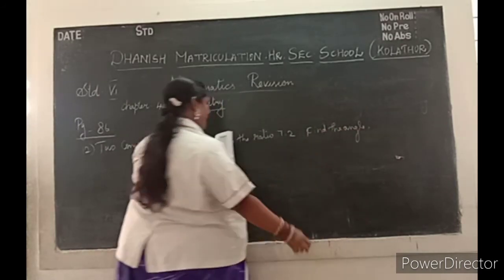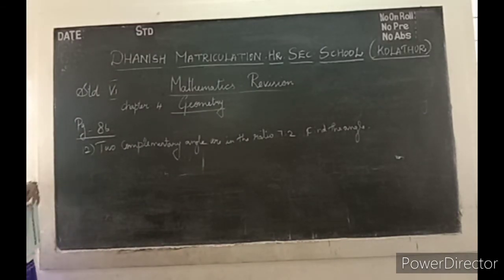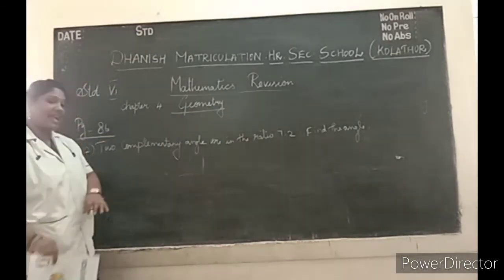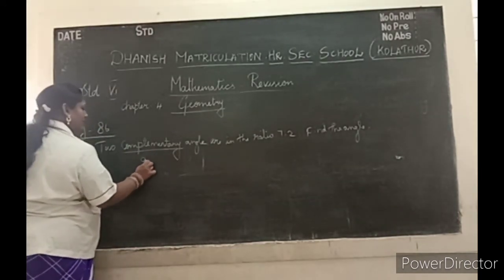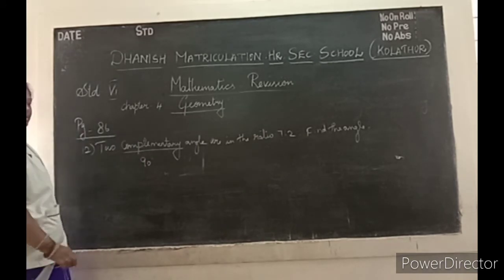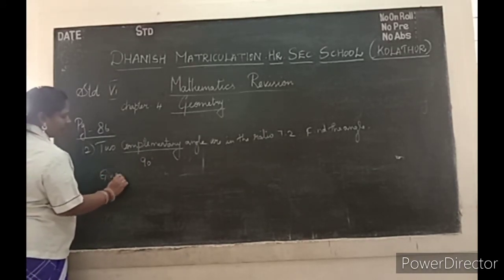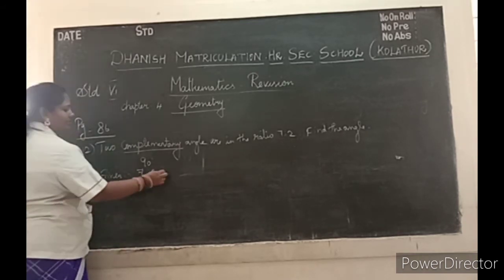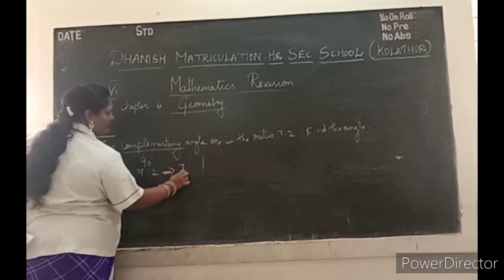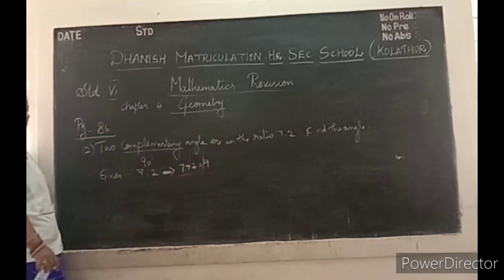Find the angle. Two complementary angles are in the ratio 7:2. Find the angles. Complementary means it is 90 degrees. Is that clear? So what is the ratio given? The given ratio is 7:2. What is the first step we have to do? We have to add 7 plus 2, which is 9. So in total we have 9 parts.